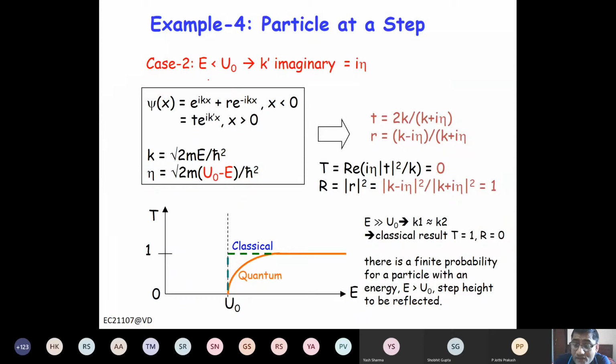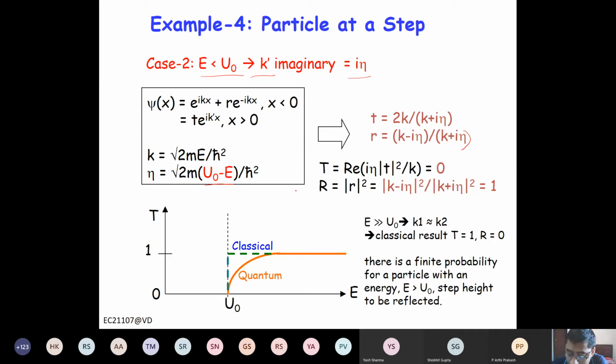Now, if the energy of the electron is less than the potential, then your k prime will be imaginary, and we can write k prime as iota eta, let's say. Then eta will be root of 2m times (U naught minus E) by h bar square, and the expressions are exactly the same. You just replace k prime by iota eta, right? So this is 2k by k plus k prime, and this is (k minus k prime) by (k plus k prime). Just bracket here.